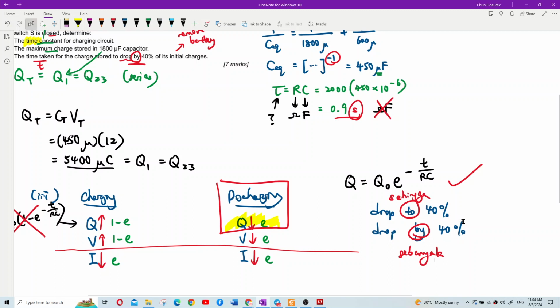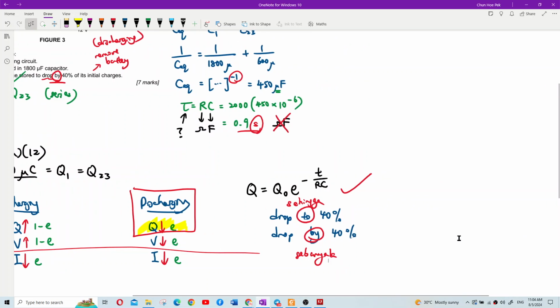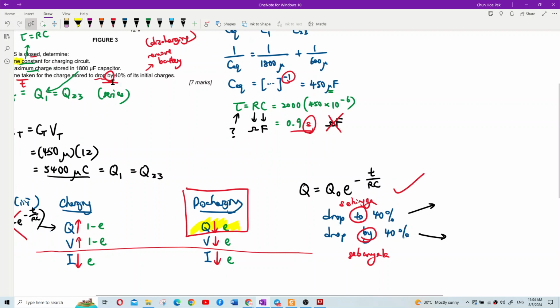Menurun sehingga dengan menurun sebanyak. Apa beza dia? Tanyalah sendiri. Apa beza menurun sebanyak dengan menurun sehingga? Menurun sehingga ke menurun sebanyak?